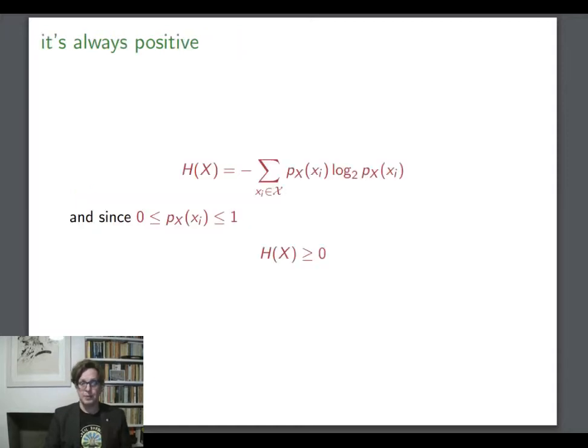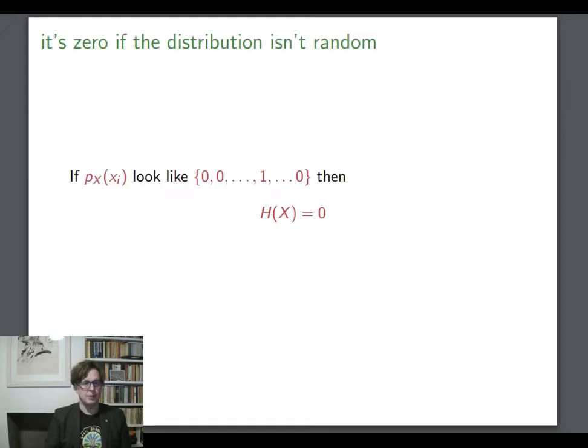So some more nice properties. It's always positive. This is straightforward enough. Probabilities lie between 0 and 1. The logs of numbers between 0 and 1 are non-positive. And so minus, and there's a minus there, minus the log of a probability is going to be a positive number. The probability itself is a positive number, and so h of x is greater than or equal to 0.